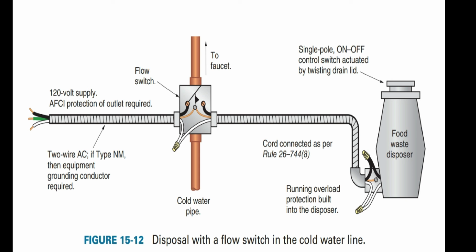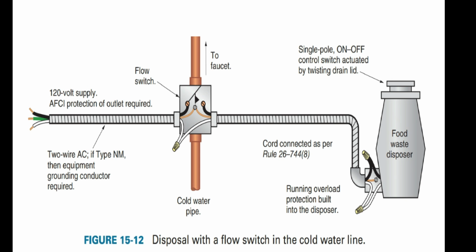This switch is connected in series with the disposal motor. The flow switch prevents the disposal from operating until a predetermined quantity of water is flowing through it. The cold water helps prevent clogged drains by solidifying any grease in the disposal. Thus, the addition of a flow switch means that the disposal cannot be operated without water.